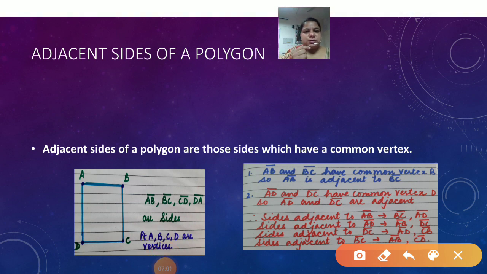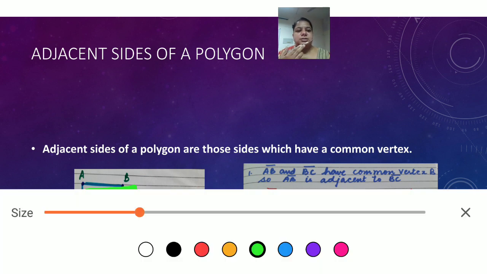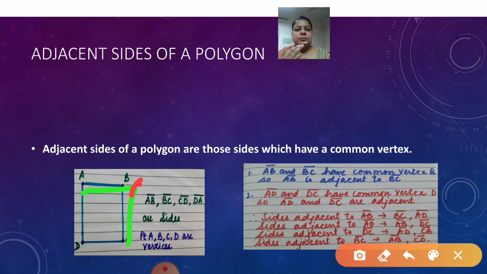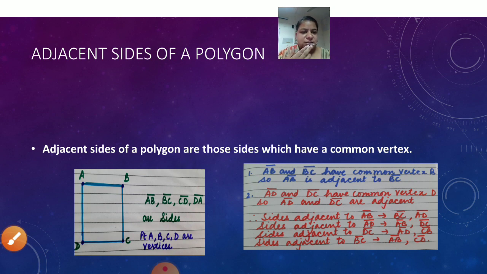Okay, so next we need to discuss what are the adjacent sides of a polygon. Okay students, adjacent means in the neighborhood. Adjacent sides are those sides which have a common vertex. So let's see. If you take side AB and side BC, what is the common vertex here? The point B, vertex B is common in both. So these are called the adjacent sides. So AB and BC are adjacent because B is the common vertex.